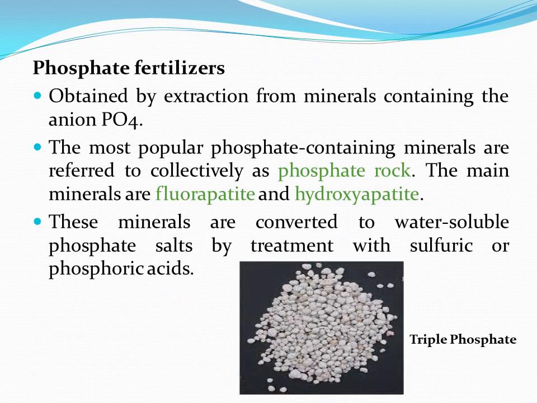Now coming to phosphate fertilizers. Phosphate fertilizers are obtained by extraction from minerals which contain the anion phosphate. Most popular phosphate-containing minerals are collectively referred to as phosphate rock. The main minerals present are fluorapatite and hydroxyapatite. These minerals are converted to water-soluble phosphate salt by treatment with sulfuric or phosphoric acid.